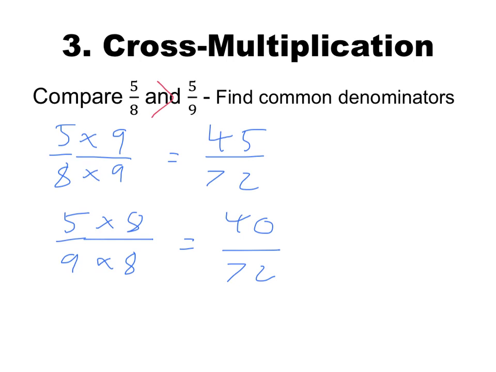Okay? And so the point here is that this arithmetic, 5 times 9 and 5 times 8, that's the exact same arithmetic that we did when we cross multiplied. So what this illustrates is that when we're cross multiplying, what we're really doing is finding common denominators and then comparing the numerators. So cross multiplication is really just a shorthand approach for finding common denominators and then comparing the numerators.